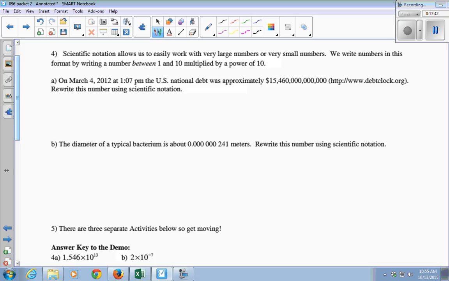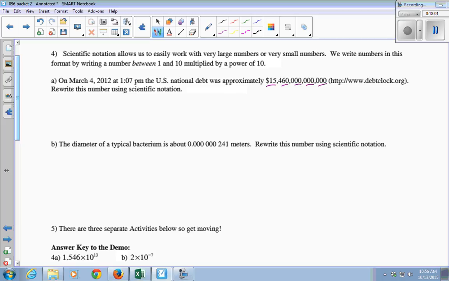It's trillion, yeah, because this is like hundreds, thousands, millions, billions, trillions, right? So that's $15,460 billion. It's so hard to say that number and to conceive of how big it is. That's when scientific notation could be handy, right?